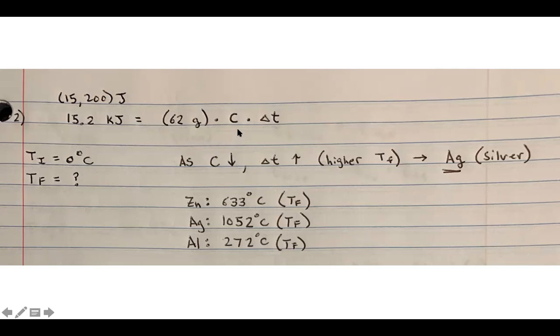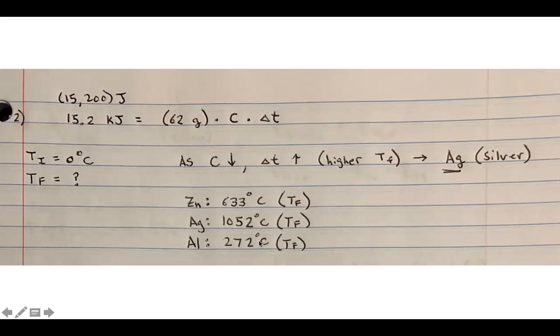That's how you theoretically approach this problem. But if you wanted to plug in the specific heat capacities of each metal individually and solve for your final temperatures, these numbers are what you should have gotten. If you did the math out, you'd find that zinc's temperature would increase to 633 degrees Celsius, silver would go up to over 1,000 degrees Celsius, and aluminum would only increase to about 272 degrees Celsius.